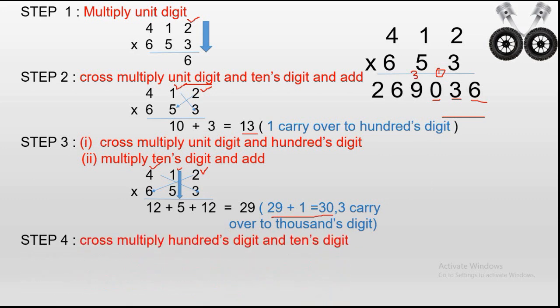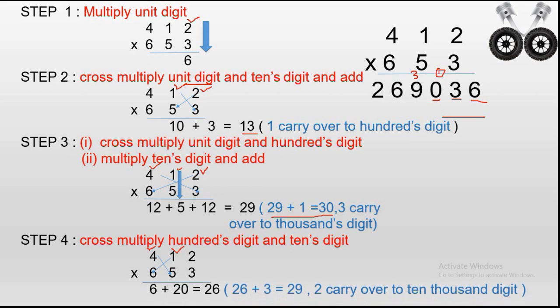So then step 4. Cross multiply 100 digit and 10th digit. That is, we are going to multiply the numbers which are present in the 100th position and the 10th position. So 1 into 6, the value is 6, and 4 into 5, the value is 20. So 6 plus 20 equal to 26. Already we have the carryover 3. So 26 plus 3 equal to 29. In this 29, 9 can be written in the thousands place and 2 can be carried over to the 10,000 position.